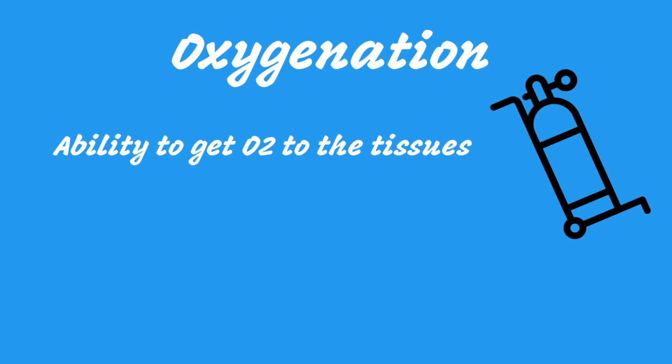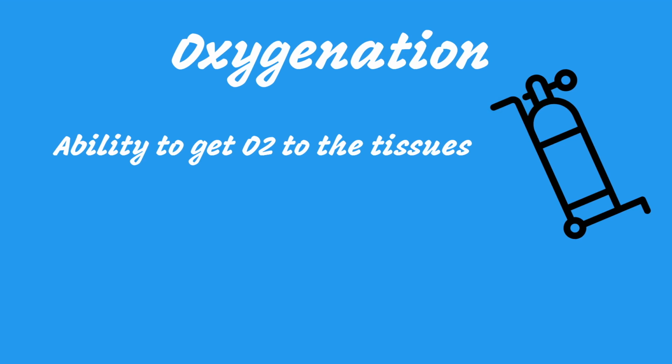Instead, cells switch to anaerobic metabolism, which produces far less energy and creates lactic acid as a byproduct. That's why patients with poor oxygenation may develop lactic acidosis and show signs of organ failure if it's not corrected. This is also why we use lactic acid as a marker of sepsis.